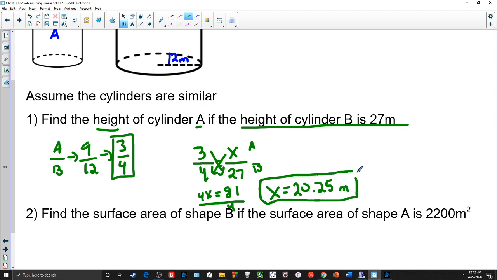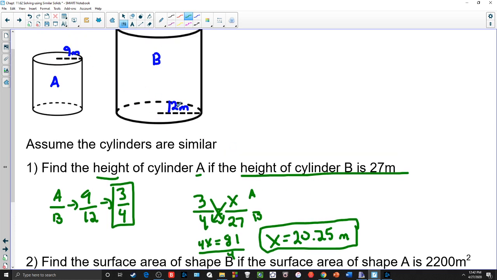So this is just like the last problem we did, except that now we had to compare their radius as my scale factor rather than the length or the width or something like that. But again, as long as the pieces are corresponding, you can use it to be a scale factor. Again, corresponding means they do the same thing on each shape. So 9 is a radius on this shape, 12 is a radius on that shape. They're both radius, they both correspond, so I can use them as a scale factor.